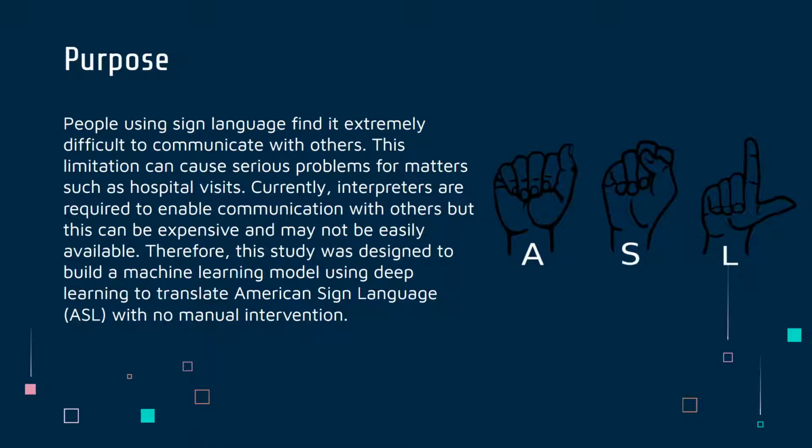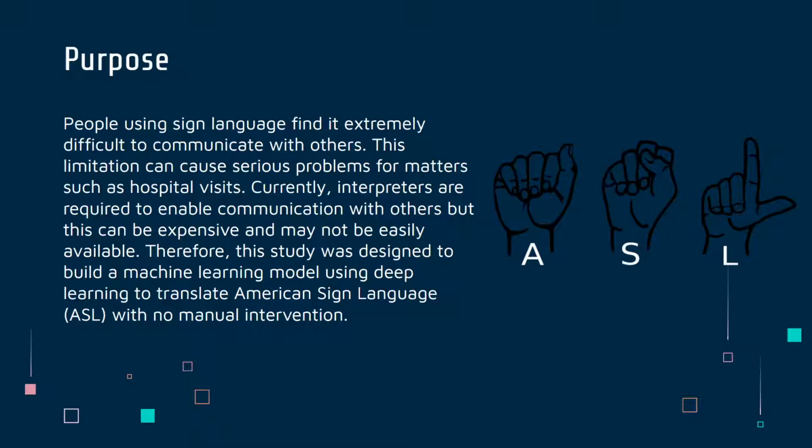Today in North America, there are approximately 500,000 people who use sign language as their primary source of communication. However, people using sign language find it extremely difficult to communicate with others, and this limitation can cause serious problems for matters such as hospital visits. Currently, interpreters are required to enable communication with others, but this can be expensive and may not be easily available.